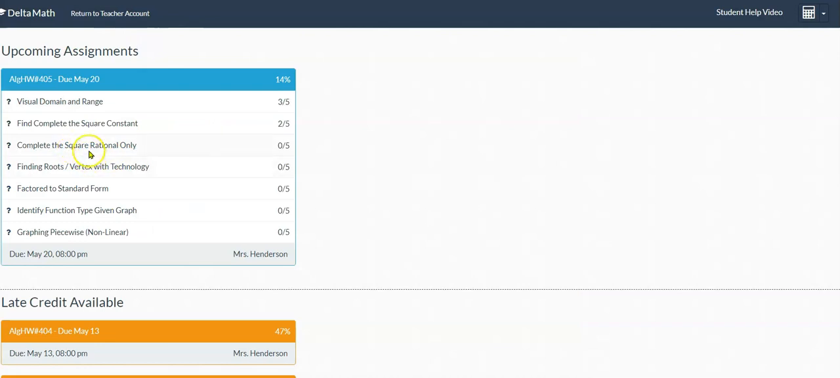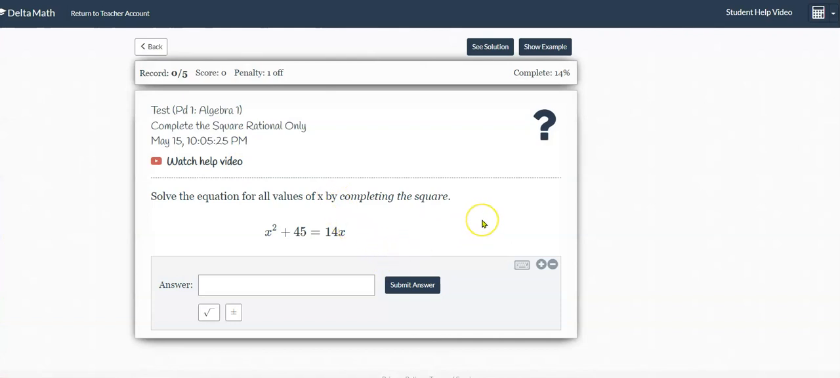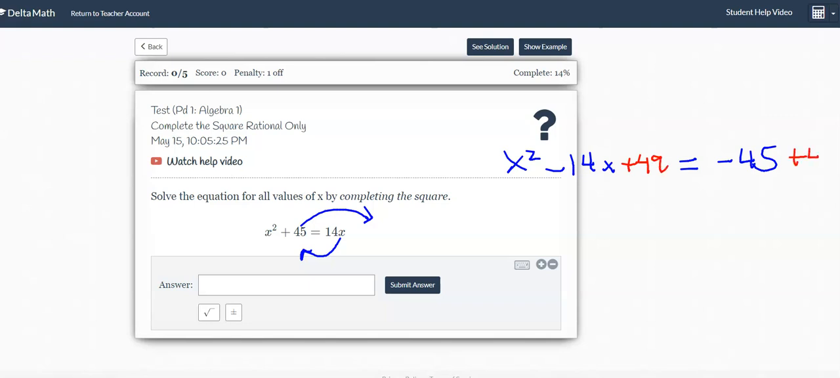The next one asks you to actually complete the square. So it wants us to do all of that work. So the first thing we need to do is get this in the right format by moving this one that way and this one that way. So x squared minus 14x equals negative 45. And now what we want to do is find half of b, which would be 7. We want to square it. And that's what we're going to add to both sides.